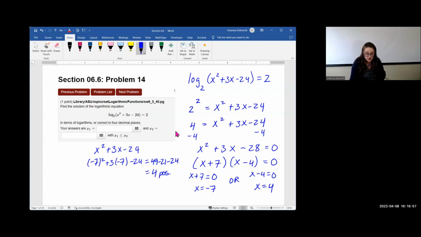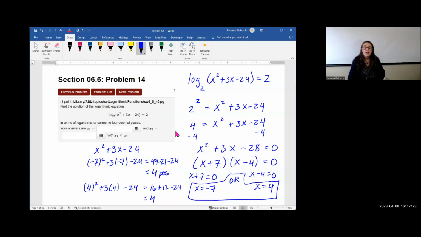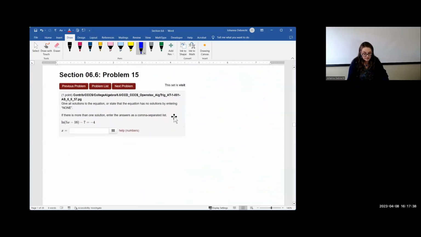That is a solution. What about if I substitute in 4 to the answer part? I get 4 squared plus 3 times 4 minus 24. This gives me 16 plus 12 minus 24, which is 28 minus 24, which is also 4. Both of these solutions work in this particular problem. Neither one was extraneous. Even though the x is negative, when I substitute it in, the answer part is not negative. And that's what makes it extraneous, if you have one.